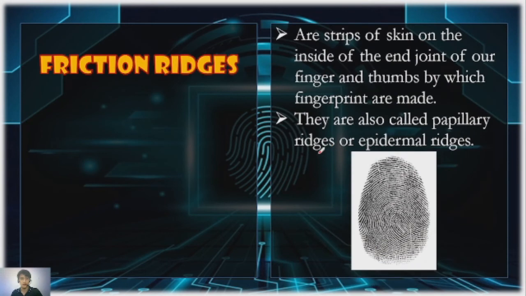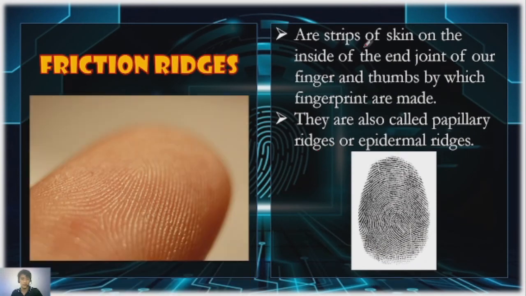So these are the ones that are characterized as strips of skin on the inside of the end joint of our finger. As you can see in our illustration, the raised strips, these ones, the raised strips or the raised parts of our outermost skin, those are friction ridges. And take note, they are also called papillary ridges or epidermal ridges.